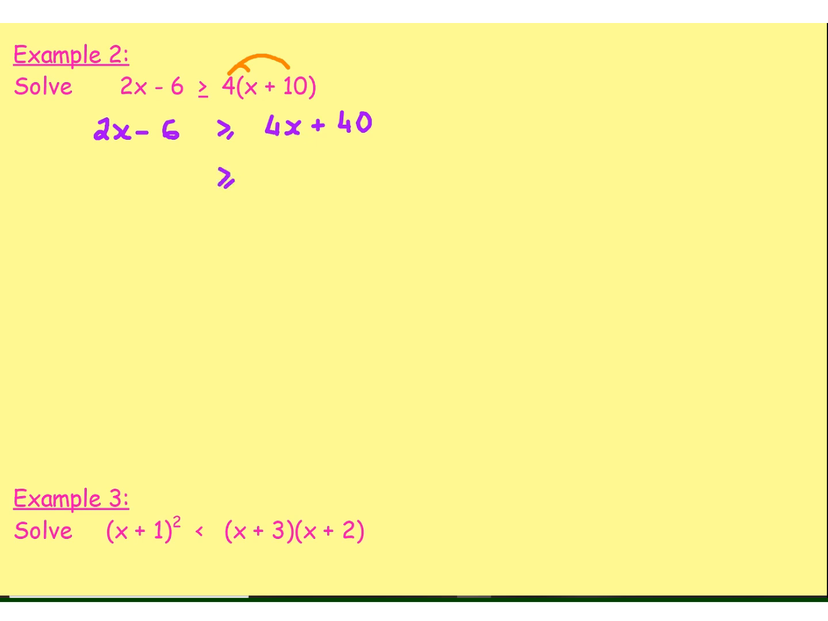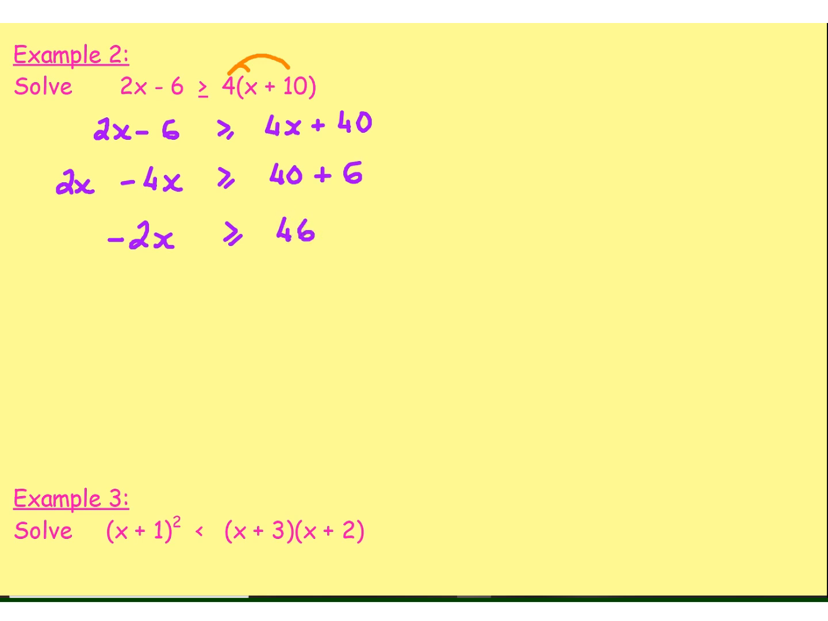I've not flipped it. I'll explain to you when and why I'm flipping it in a wee second. Okay, so right now it's staying pointing the same direction, the same as before. I'm bringing that over and making it negative because it was positive there. And I'm bringing that over and making it positive because it was negative there. So I'm bringing the letters to the left and the numbers to the right. So 2x take away 4x, that leaves me with a negative 2x, and 40 add 6 gives me 46.